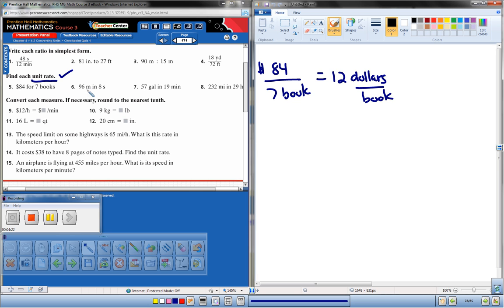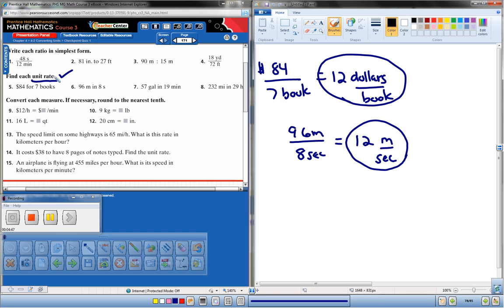Number 6, I have 96 meters in 8 seconds. Dividing the numbers out, 96 divided by 8 is also 12, but my units have to come along, 12 meters per second. Notice that in every one of these problems where they're dealing with unit rate, the word per appears in the answer, dollars per book, meters per second. And remember, the word per is our mathematical word that tells us to divide.